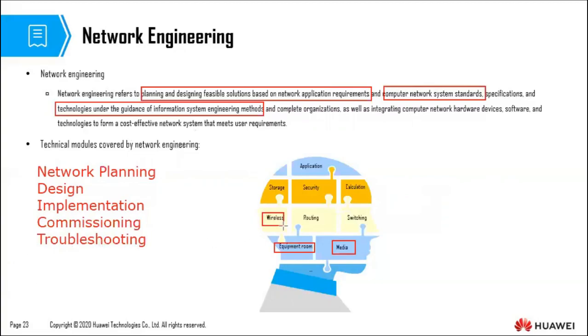We are going to learn about wireless, local area networks, routing, switching. So you're going to learn about this. Those are some of the things you also need. Storage. Huawei has a certification on storage, knowing how to deal with storage. Security, it's a totally different certification.